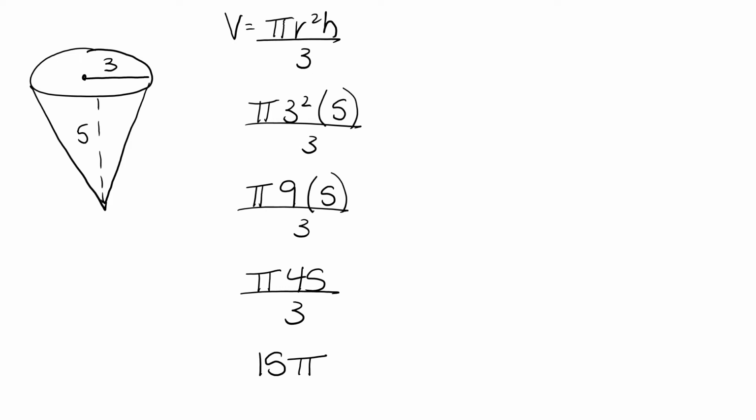And then multiplying by pi, using the direction value 22 over 7, we end up with 47.1428, on and on and on. But we only want to round to the nearest tenth, as the directions state. 1 is in the tenths place, 4 tells us to round down, and so our answer is going to stay 47.1.